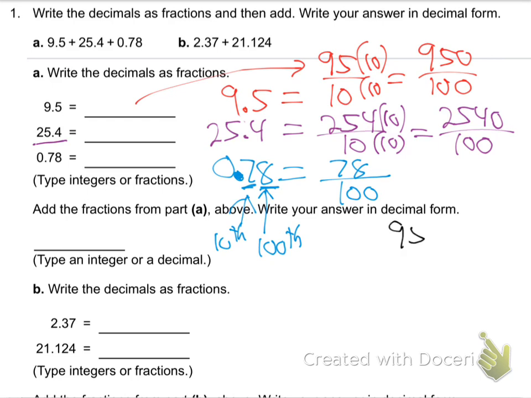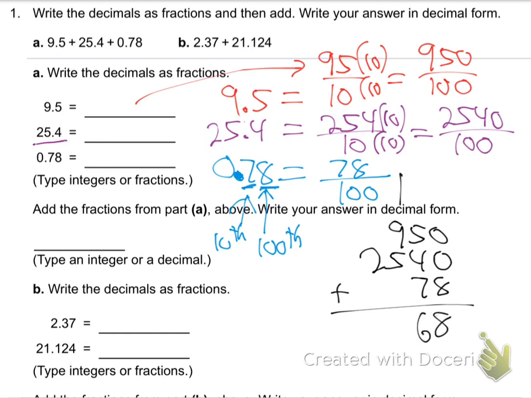Now we can go 950, 2540, and 78. Add them all up. We good there? Just add them all up. Just adding vertically here. 8 plus 0 is 8, 11, 16, 10, 15. 1 and 2 is 3. Good so far. 3, 5, 6, 8. I just added them up.